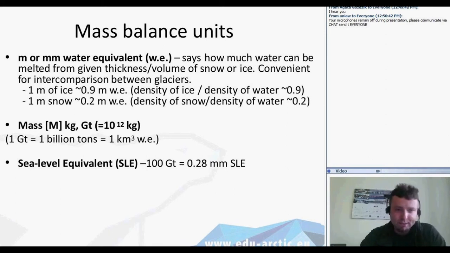When we have 1 meter of snow, if it's fresh, it's around, as was mentioned before, 200 kilograms per cubic meter. So 20 centimeters or 0.2 meter of water equivalent is in this snow. Other units are mass in kilograms or gigatons. When we deal with huge ice sheets, we always talk about gigatons, not millimeters. And there's also another unit called sea level equivalent. So for example, when 100 gigatons of ice melt, it's the addition of 0.28 millimeters to the sea level.